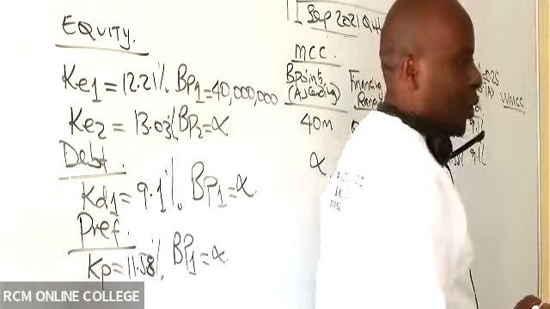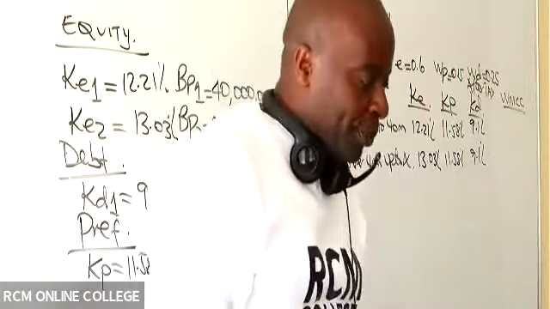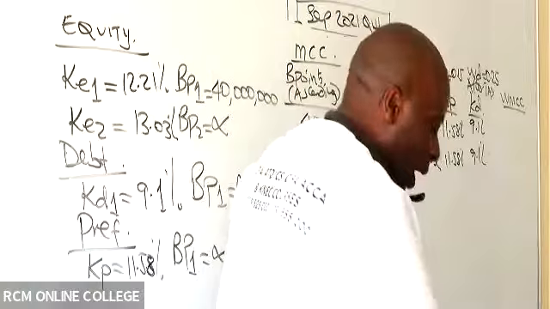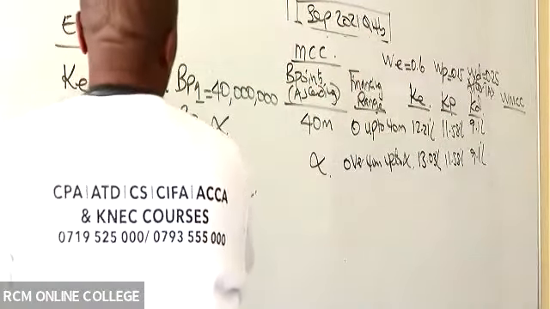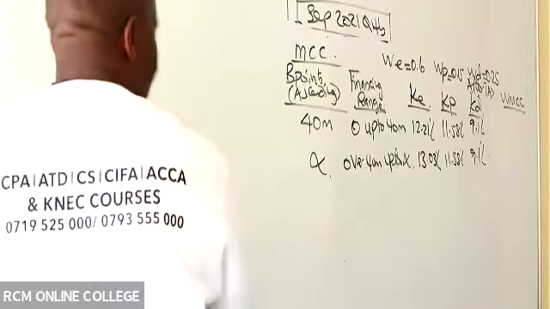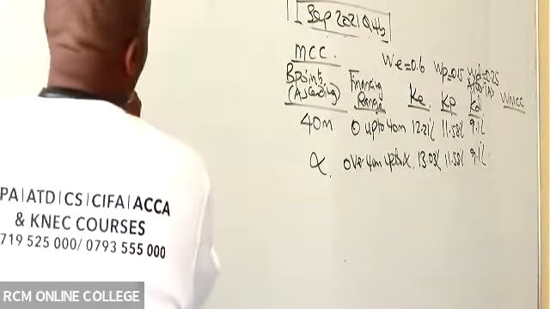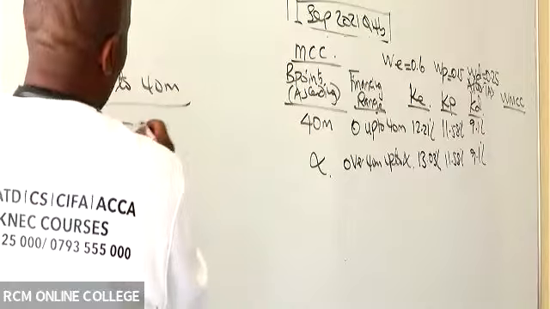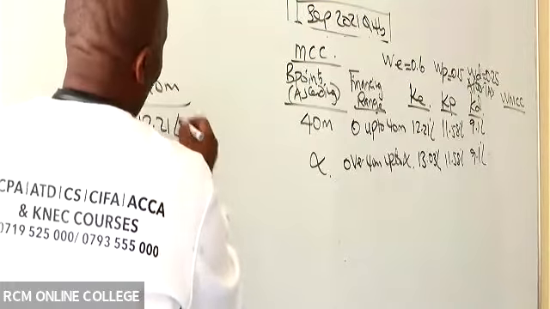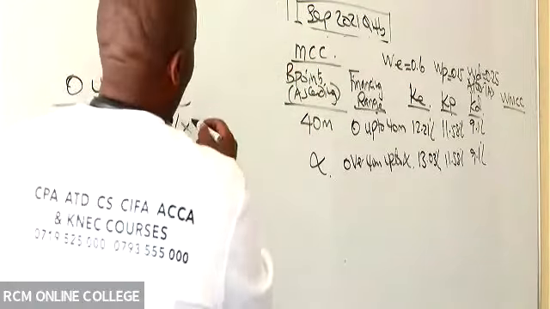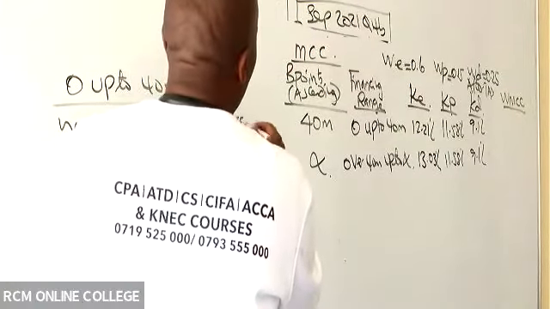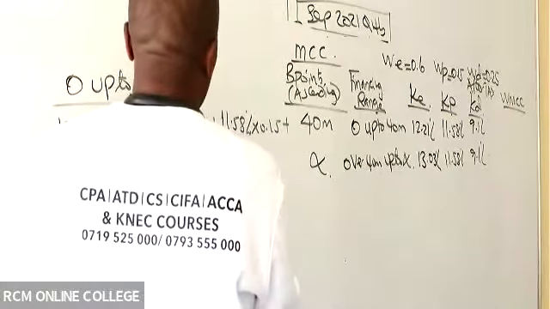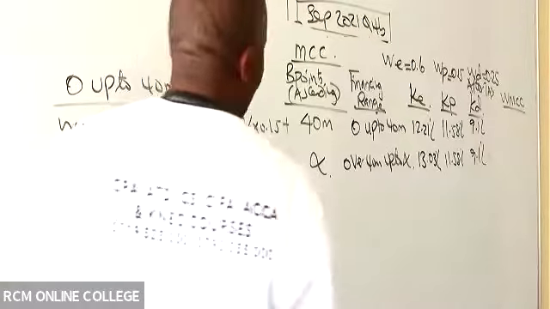Now, are you able to give me the WMCC? The weighted marginal cost of capital. It's very, very easy. So you take the first one. I would want to be very clear. So WMCC for the first financing range, 0 up to 40 million. So it will be 12.21 times the weight of equity there, which is 0.6, plus 11.58 times 0.15, plus 9.1% times 0.25, which will end up giving us what figure?